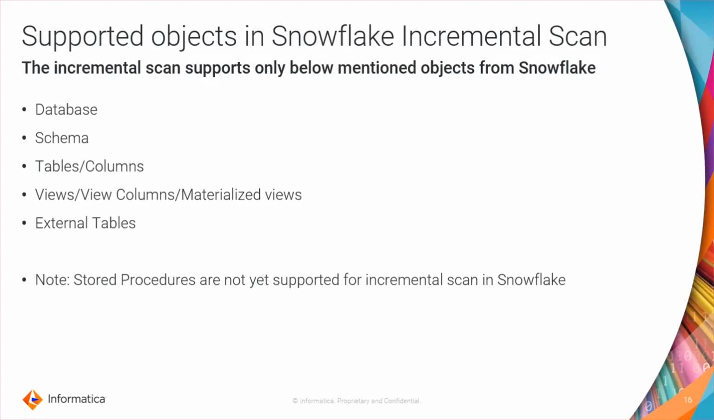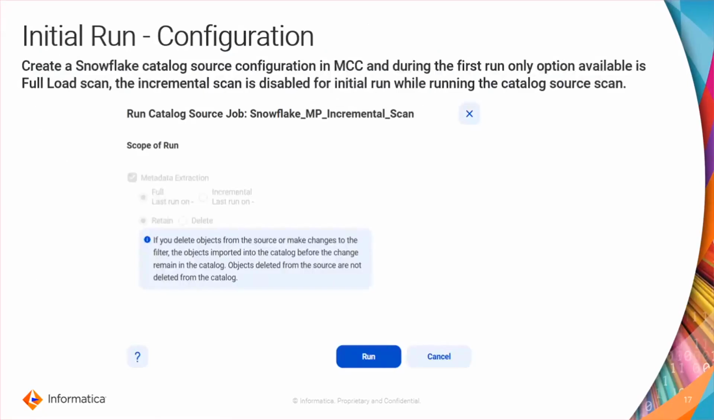The initial run configuration is similar to that of Amazon S3. In Metadata Command Center, we'll have to first create a Snowflake catalog source configuration. And during the first run, the only option available would be that of full load scan as present in Amazon S3. The incremental scan will be disabled for the initial run because in the first run we have to scan all the metadata and data provided in the filter conditions.